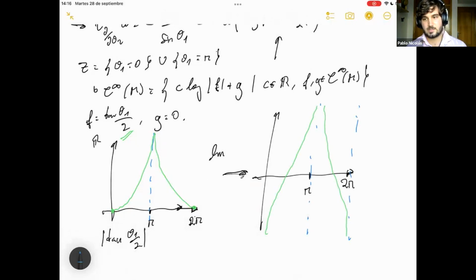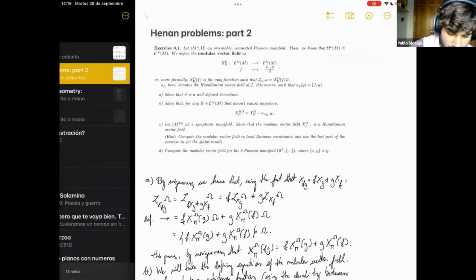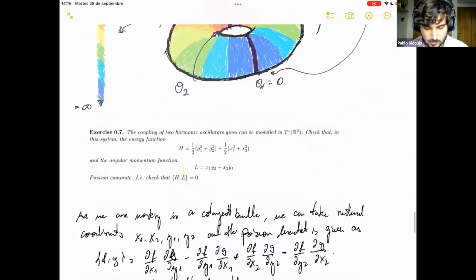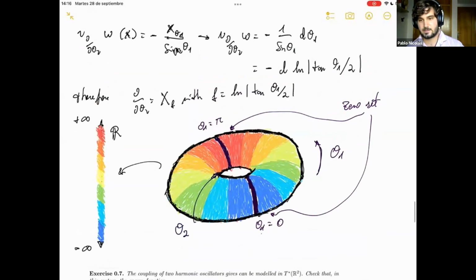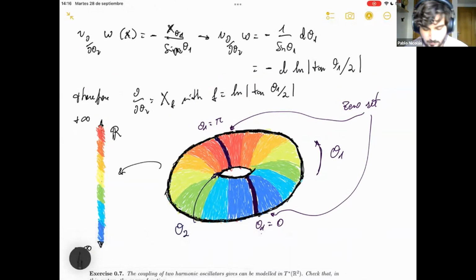So now this is constant on θ2 coordinates, and we can sort of try to guess what it looks like. These are some other problems. It looks something like this. So we have θ1, I will try to draw here, and maybe I can erase it later. But we have θ1 here. This is the zero set Z.